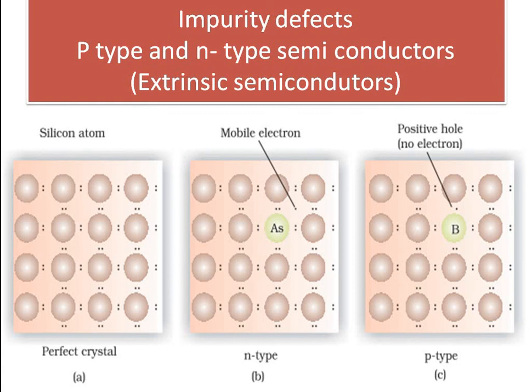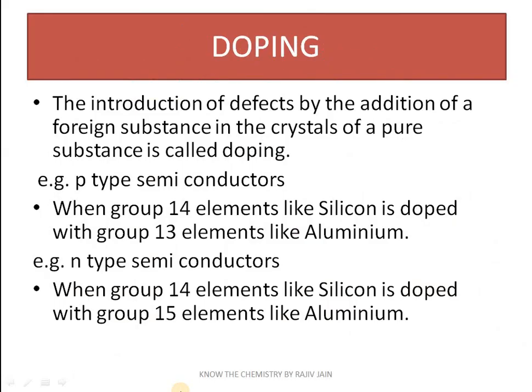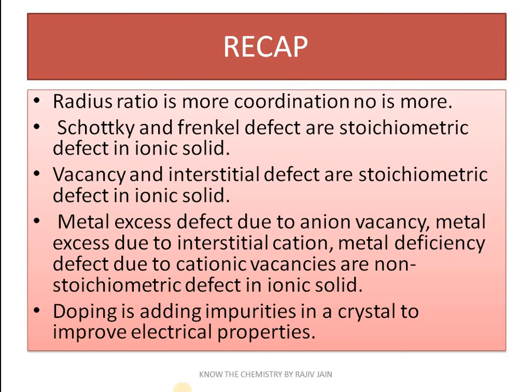And if I am taking a group 14 element, taking silicon out and substituting with phosphorus, then phosphorus has 5 valence electrons and silicon has 4, so 1 electron is in excess, so the number of electrons will be greater than the number of holes, and it will give me an n-type semiconductor. So doping: introduction of defects by the addition of a foreign substance in a crystal of a pure substance is called doping. The impurities you are adding to improve the conductivity is called doping. The process is called doping, and what you are adding is called dopant. And it is of two types, p-type and n-type semiconductor. I already discussed that. If group 14 is doped with group 13, then it's called p-type, and if 14 is doped with 15, then n-type.